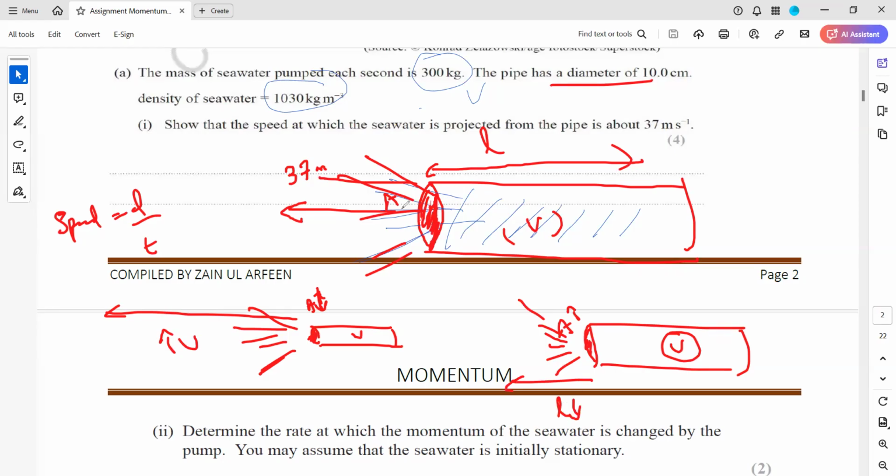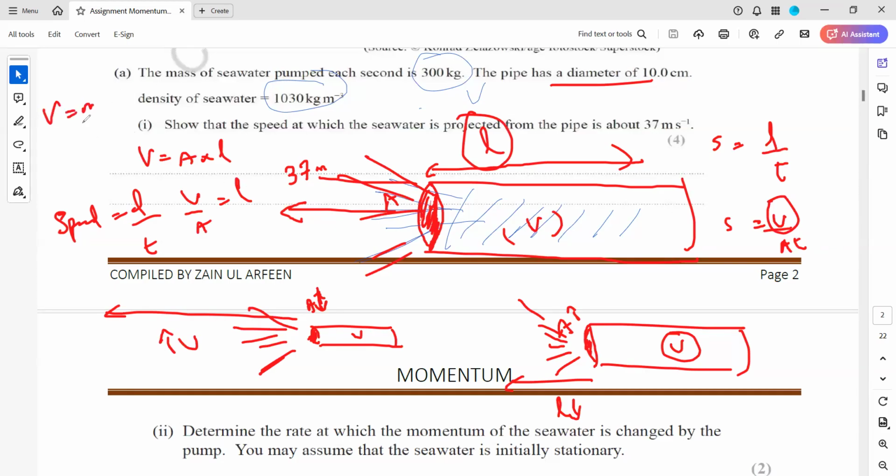So using the volume and the area, I can work out what length it will cover, because we have the formula that volume is area multiplied by length. So volume divided by area equals length. And the speed is equal to length divided by time. So speed is volume divided by area into time. And volume itself, because we have the mass and density, is mass divided by density. So we substitute mass over density in place of volume, and we get what speed the water will come out.